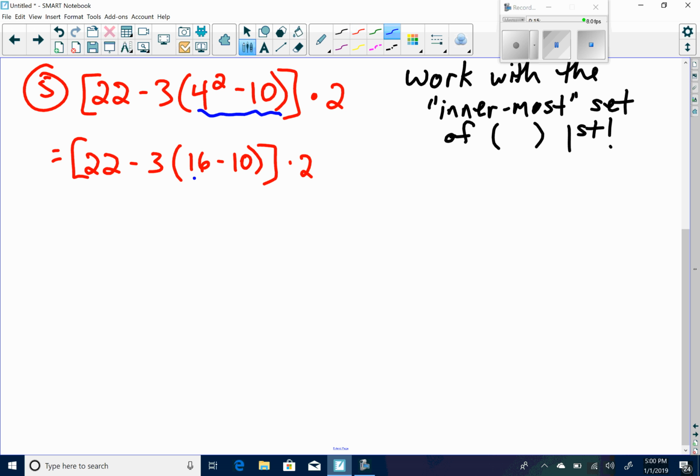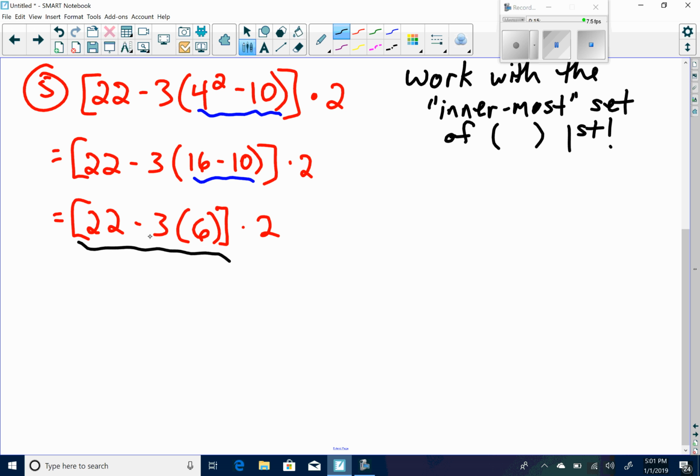So I'm still contained within that set of parentheses. And that will just give me 6. I could have written the parentheses as I did, or just wrote it like a little multiplication dot there to show us that this is 22 minus 3 times 6, but it's still necessary to keep that last bracket there, then the times 2.